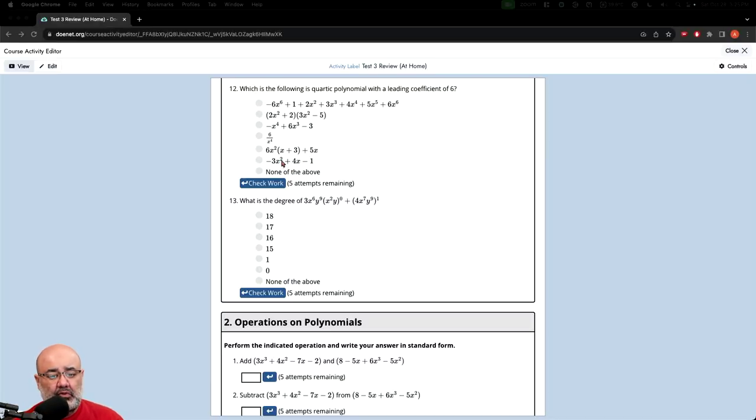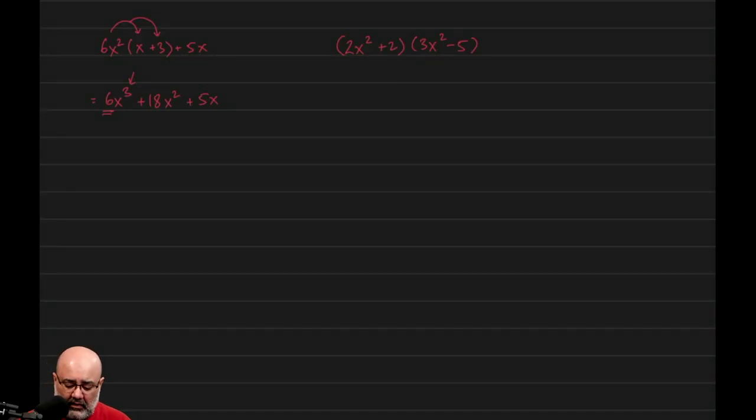Here the degree is 2, so that one's out. Well, we're going to come back to this answer choice. So 2x squared plus 2 times 3x squared minus 5. If we were to multiply this out, we would get 2x squared times 3x squared minus 5. So we basically multiply this by this whole thing. And then we also need to multiply 2 by that whole thing. So plus 2 times 3x squared minus 5.